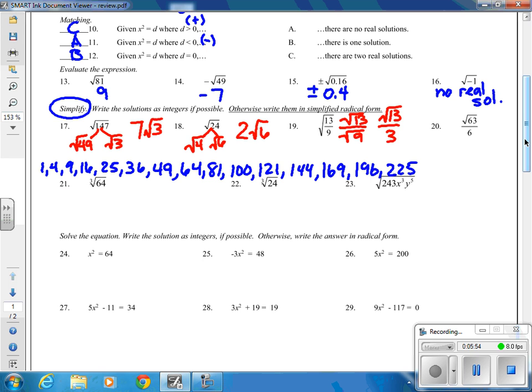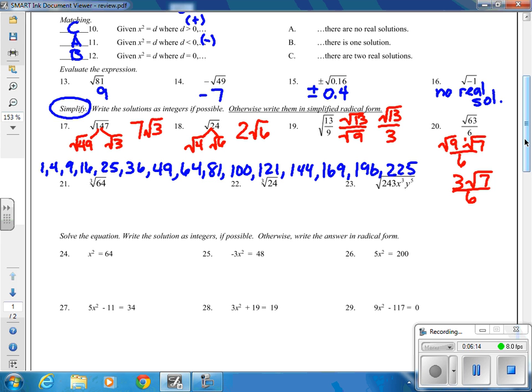When you go to number 20, the 6 on the bottom is already a whole number, so we're going to leave that as is. But the 63 up top can break down into a perfect square and a non-perfect square. 63 is made by 9 times 7, so that'd be the square root of 9 times the square root of 7. Right? The square root of 9 is the whole number 3. So I have 3 radical 7 over 6.